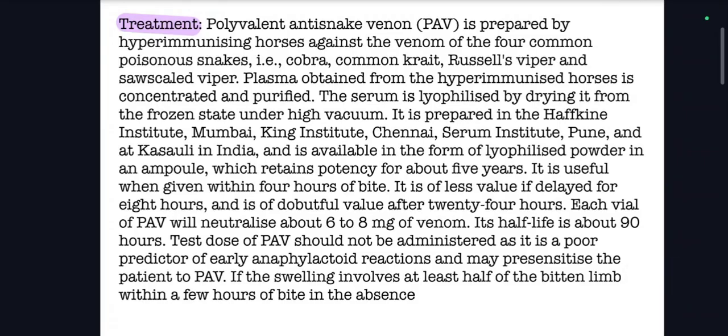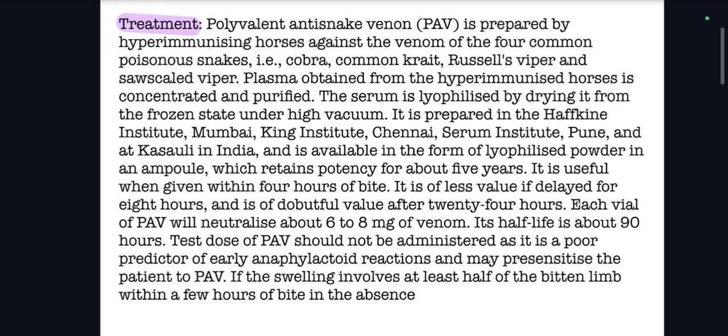Now we are going to read about the treatment. Polyvalent anti-snake venom, we learnt about it. It is given in India. It is prepared by hyperimmunizing horses against the venom of the 4 common poisonous snakes. So you are going to inject the horse with venom of these 4 snakes. What are those snakes? Cobra, common krait, Russell's viper, and saw-scaled viper.